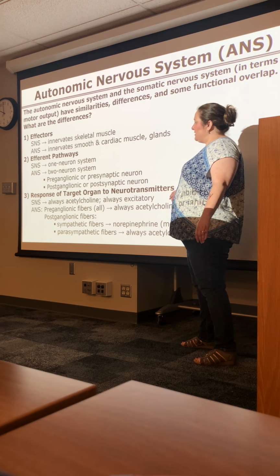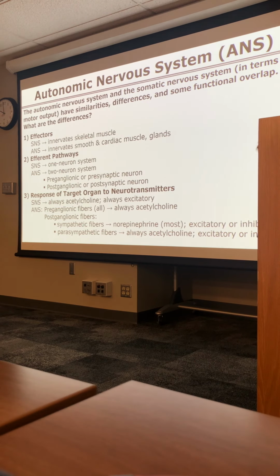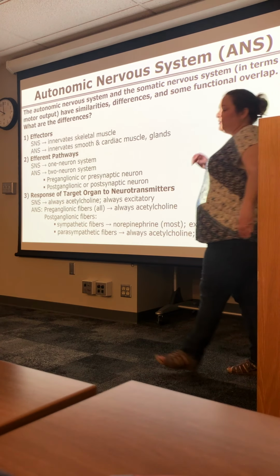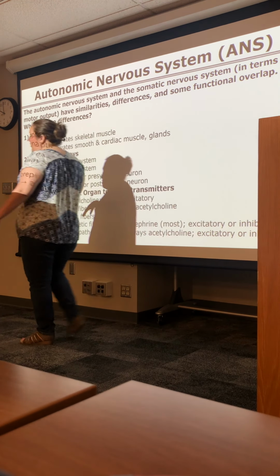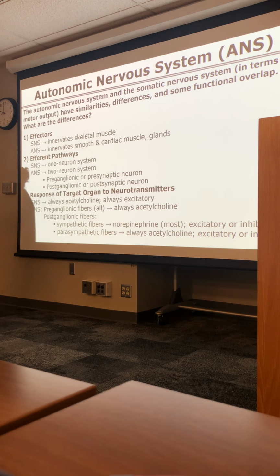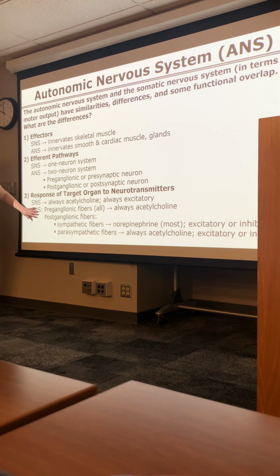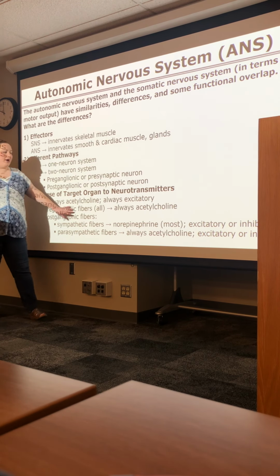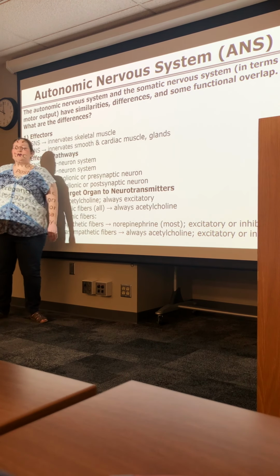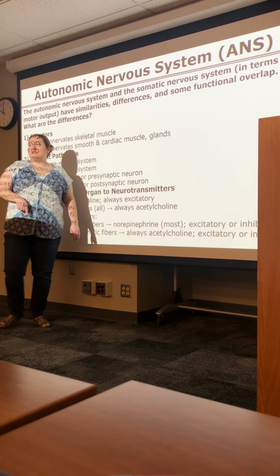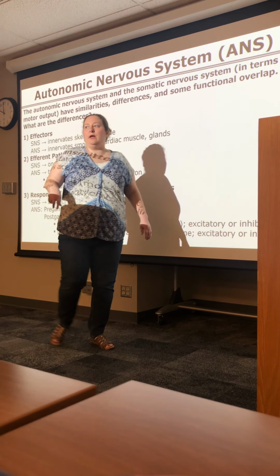In the somatic nervous system, we always see that one motor neuron that's sending its axon all the way out to that skeletal muscle is always going to release acetylcholine onto that skeletal muscle that causes that skeletal muscle to contract. So it's always excitatory. Now with the autonomic nervous system, we see that the first neuron, whether it's the sympathetic or parasympathetic division, is always releasing acetylcholine. And so it's going to activate the second neuron in the pathway.